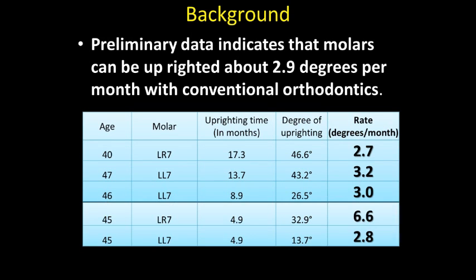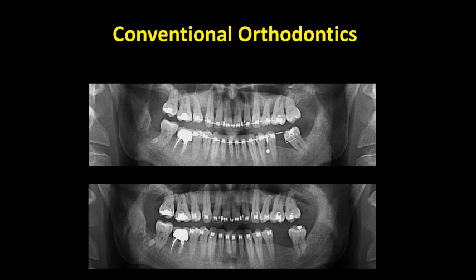The cases we're going to present today are on the 45-year-old. On the lower right, we uprighted 32 degrees, and we did that in 4.9 months. On the other side, on the lower left, we only uprighted 13 degrees in 4.9 months. But you can see that this is markedly a shorter time and a lot more uprighting of the molars than we have with conventional therapy. So this is what we're striving for.